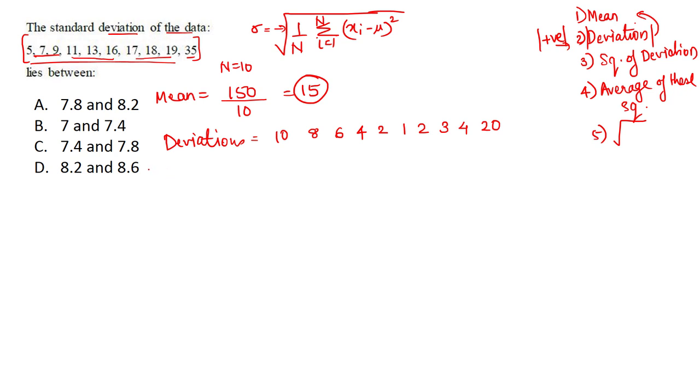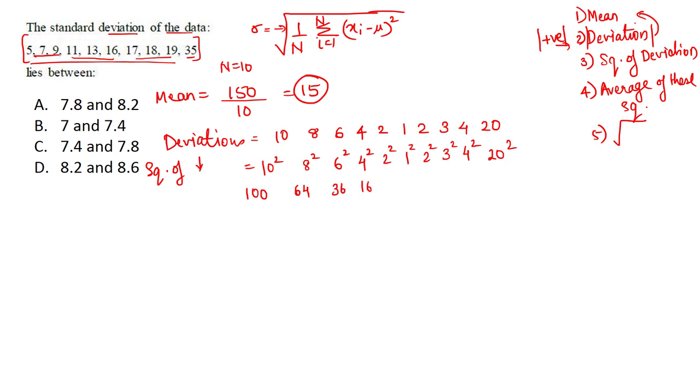Next is the square of these deviations. It is 10 square, 8 square, 6 square, 4 square, 2 square, 1 square, 2 square, 3 square, 4 square and 20 square. So I'll write them down: 100, then 64, 36, 16, 4, 1, 4, and then I have 9 over here, 16 over here and 400 over here.